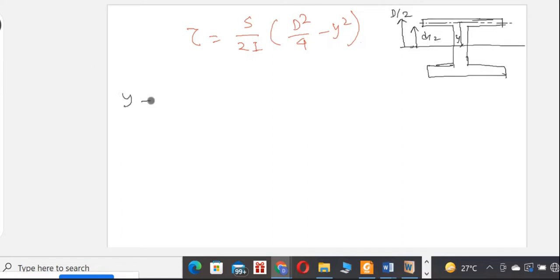So for y equal to capital D by 2, what is the shear stress? Just put it here. We can have 0. And for y equal to small d by 2, what will be the shear stress?